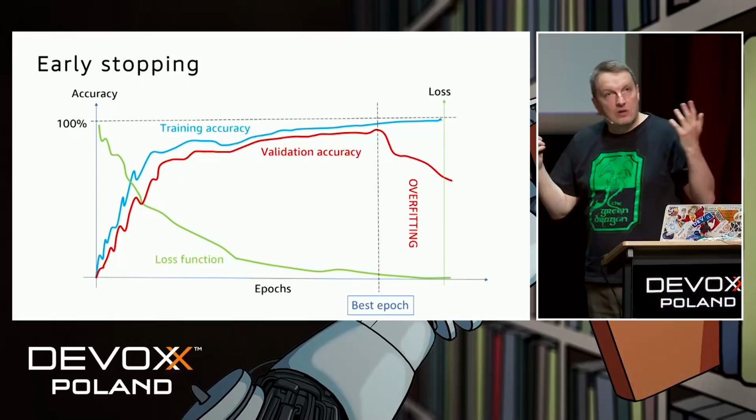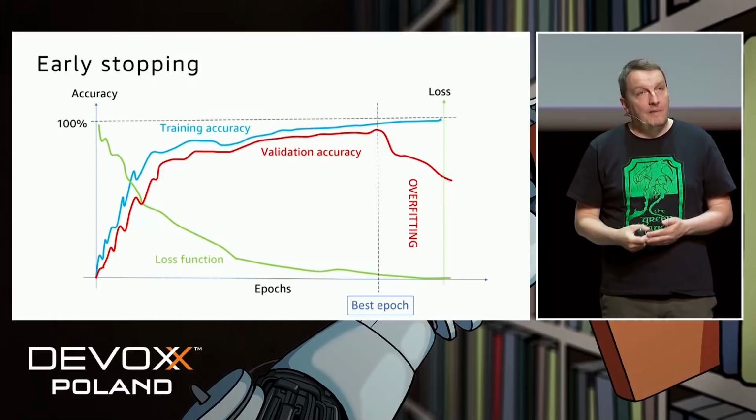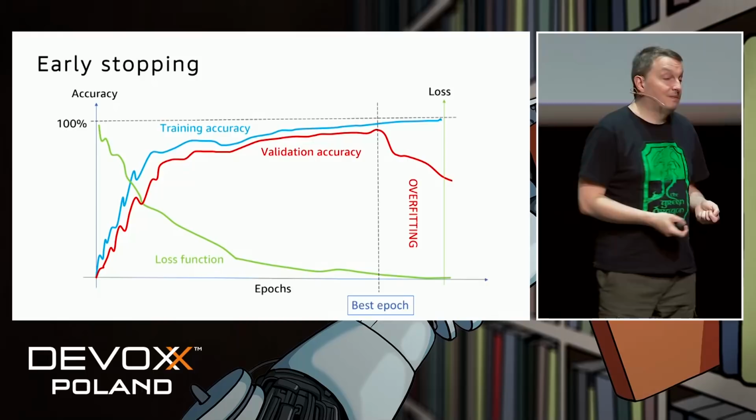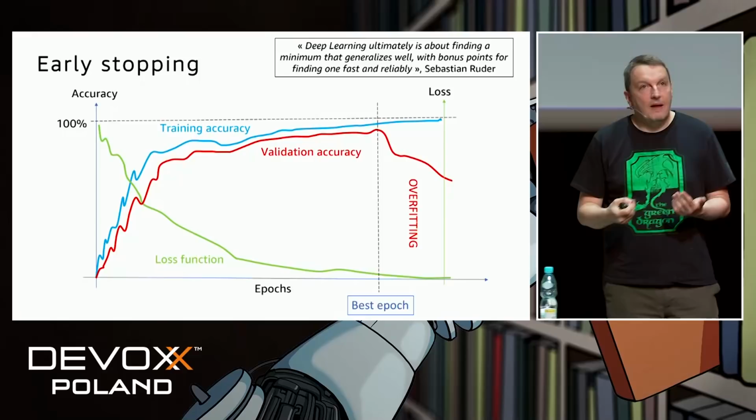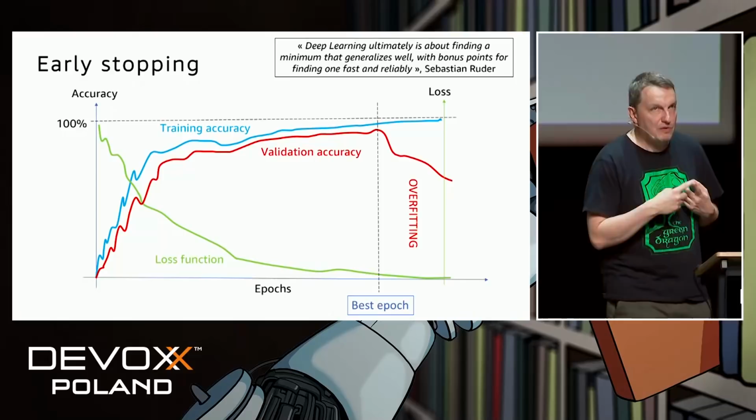Okay, so you have to save the weights, all the weights at the end of each epoch to know which one you're going to use in the end. So to sum things up, deep learning is really about finding a minimum, right? You don't care about finding the minimum. You'll never know if you found it. It's an NP-hard problem.